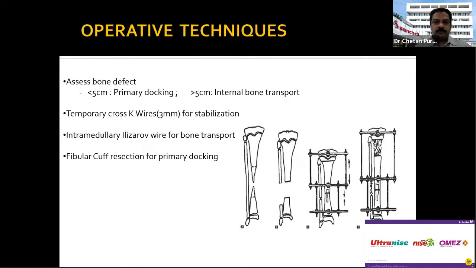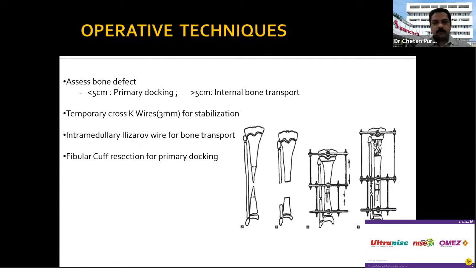Only then will it be possible to approximate the tibia in good contact. Once that is done, we use cross K wires to temporarily stabilize the bone ends. Some surgeons prefer to use a 5 or 6 hole plate with 2 screws on each end. The advantage of doing this is that your reduction is stabilized temporarily.